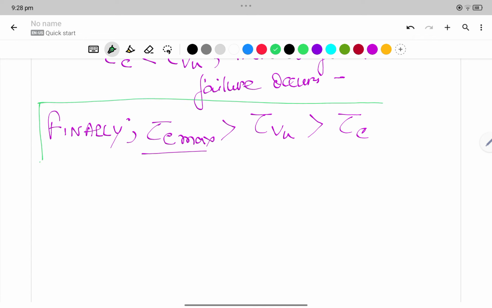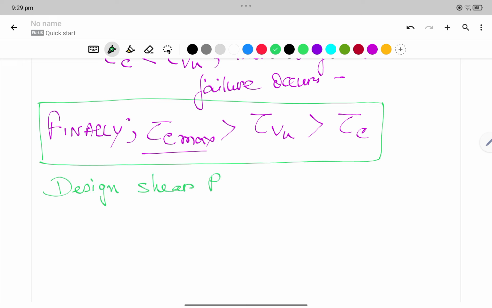See, if this condition happens, then we have to design the shear reinforcement in the form of stirrup.